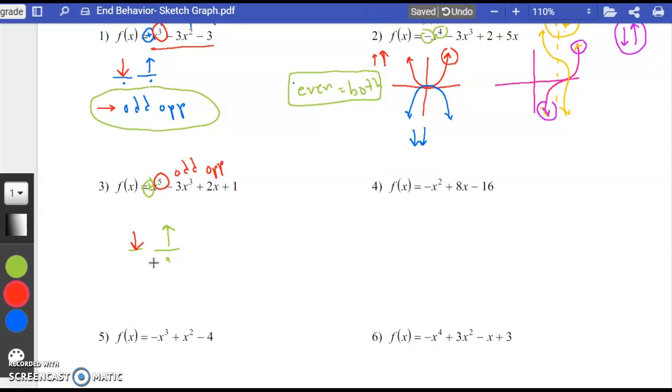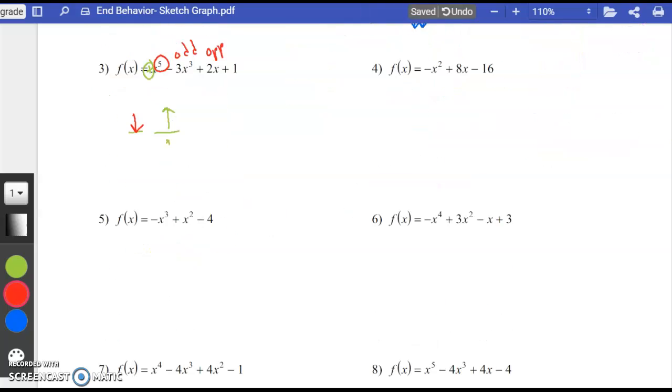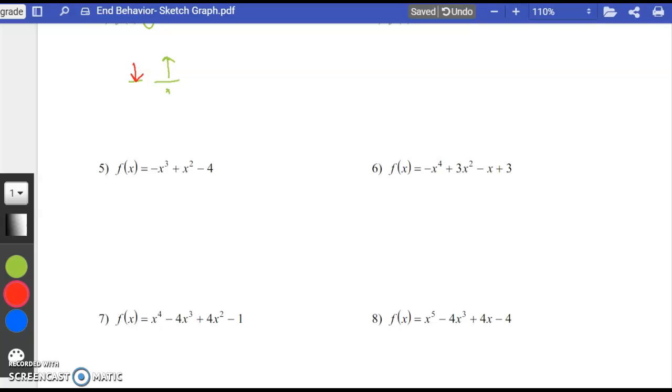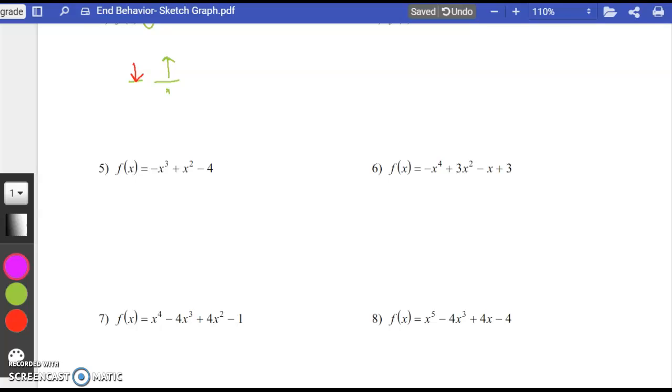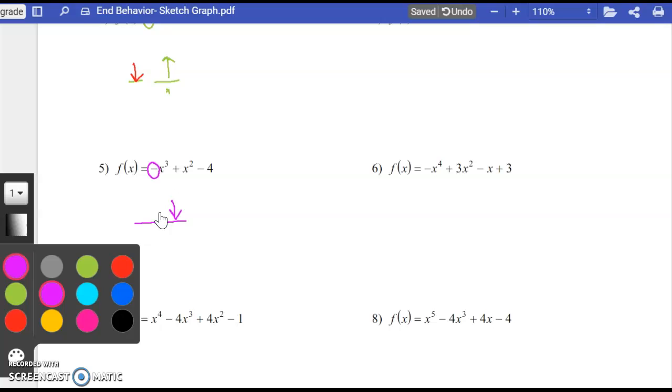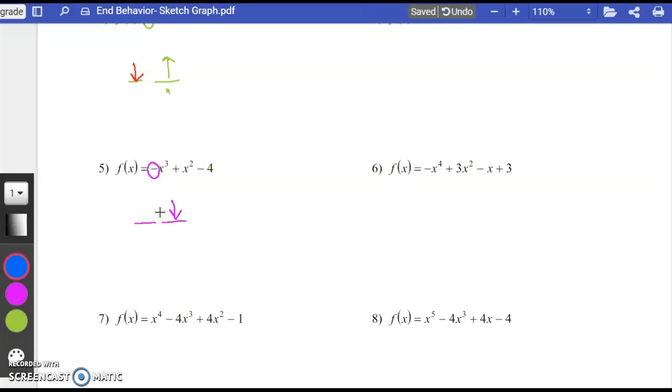If I look at the next one, number 5, let's go back to this. If I look at the sign, right arrow is down. If I look at the exponent, exponent is odd. Means the other arrow is in the opposite orientation. So that's what end behavior is, using arrow notation.